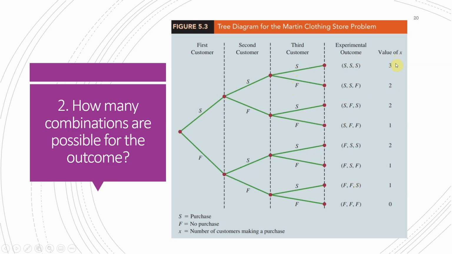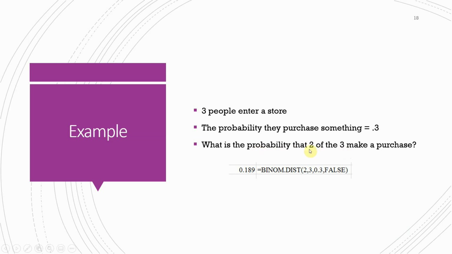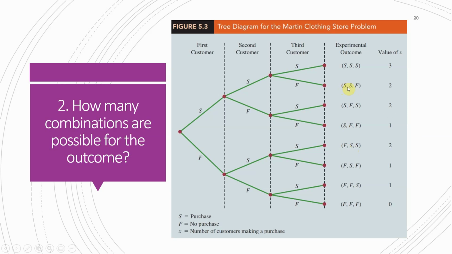And then here are the different values of x. We have one case out of 1, 2, 3, 4, 5, 6, 7, 8 where all 3 people make a purchase. In the case of what we're interested in, 2 people making a purchase, we have 1, 2, 3 situations. This is important: out of the 8 possible combinations, there are 3 that meet what we're interested in. Because if we go back, we're interested in the probability that 2 of the 3 make a purchase. So here we have purchase, purchase, purchase.